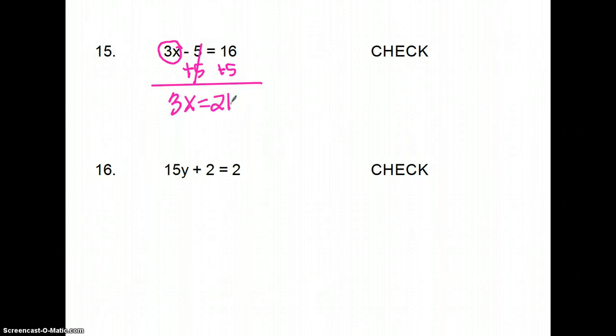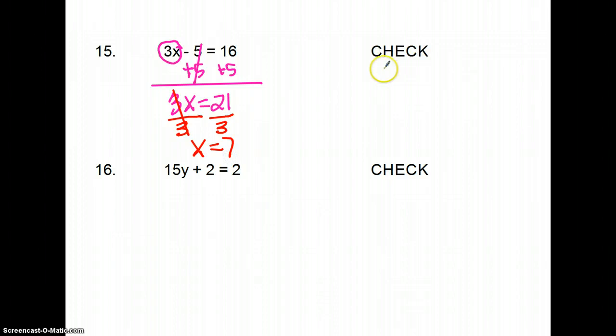This looks a bit more familiar. Now we just have one more step to go. Okay, so there's multiplication between the 3 and the x. So to undo that, I divide. That makes 1. x is equal to 7.